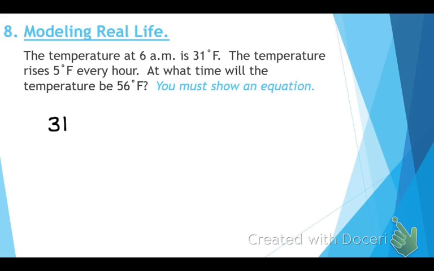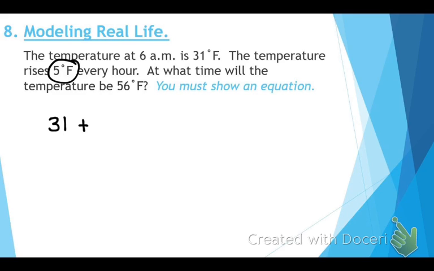It's at 31 degrees. Now it says the temperature rises 5 degrees every hour. If it rises, class, what sign does that mean? Addition. Plus, we're adding because it's going to get bigger. So I'm going to go ahead and put a plus. Should I just write that it rises for 5? Should I just do plus 5?